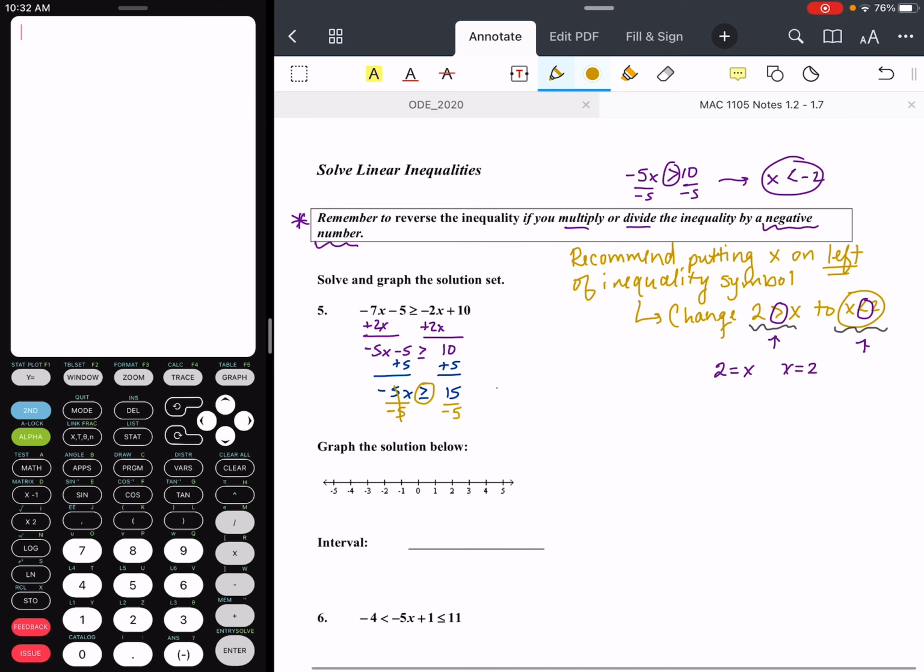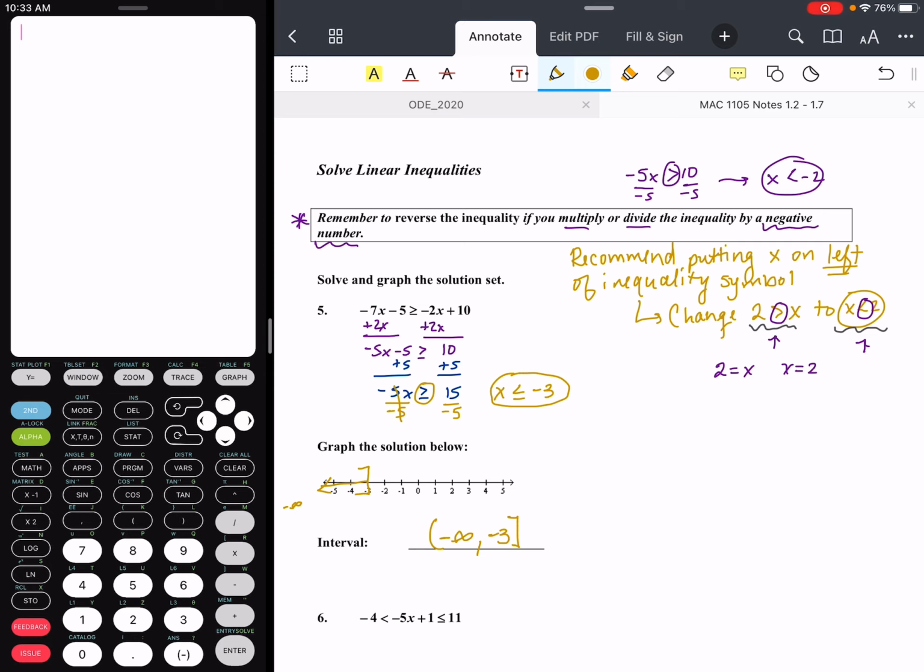So on the left, I just have x. I'm going to change greater than or equal to, to less than or equal to. 15 divided by negative 5 gives me negative 3. So that's the inequality. To graph this, x less than or equal to negative 3, I'm going to put a square bracket at negative 3, draw my arrow out to the left. And in interval notation, remember that negative infinity is way out here. So from the left, I have negative infinity. Going to the right, I have negative 3, square bracket before that, less than or equal to sign.